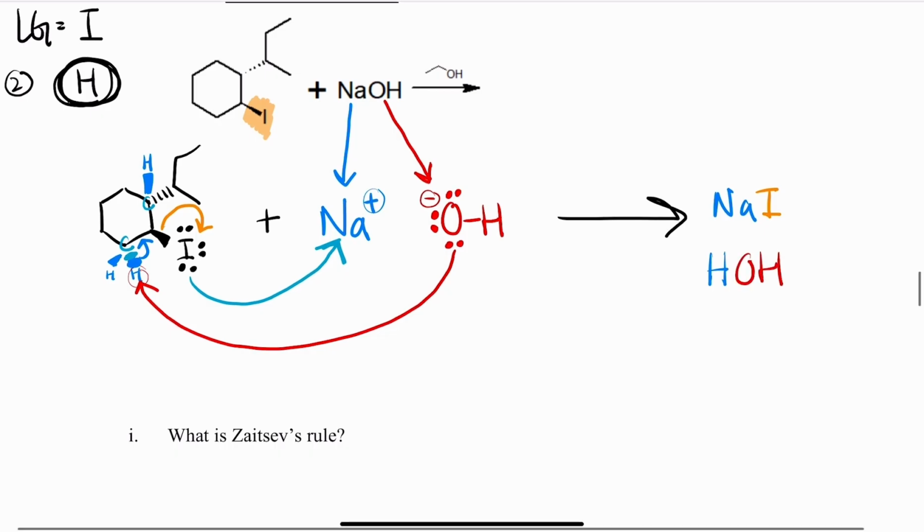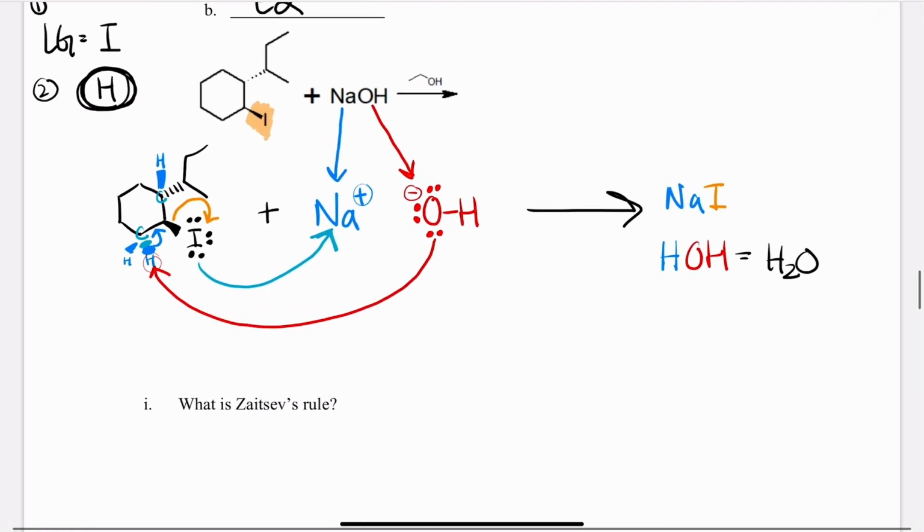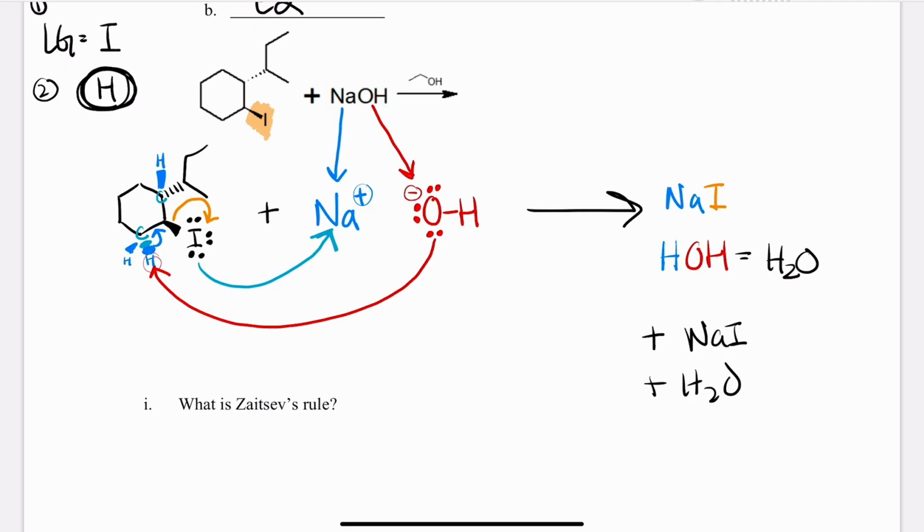But what is HOH? What is two hydrogens and an oxygen, right? It's water. So we're going to write H2O. Not going to write this, even though that's technically what it is, right? So we're going to say plus the NaI plus the H2O, because those are the two new things that formed.